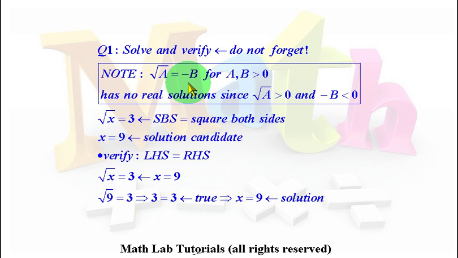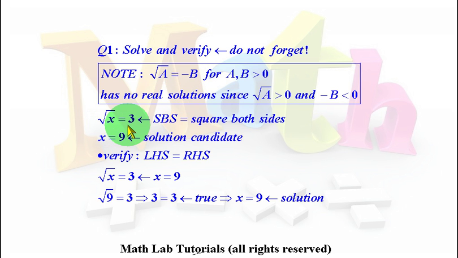There's no way that that can happen. You can't have a positive number on the left equal to a negative number on the right. So this equation, like this radical equation here, can never have real solutions. And the reason is that the square root of a is greater than 0 and minus b is less than 0. So beware of that. Let's look at the first question.